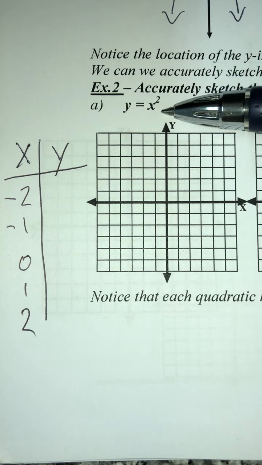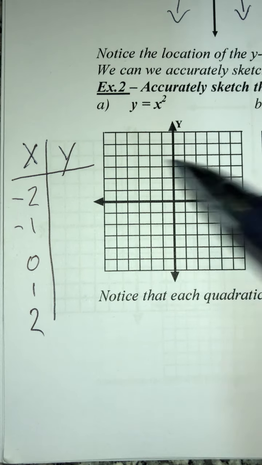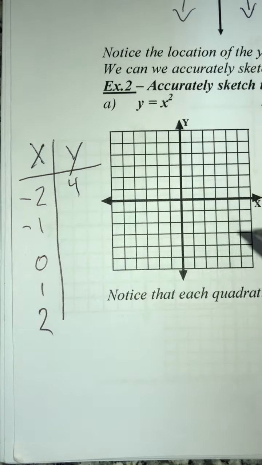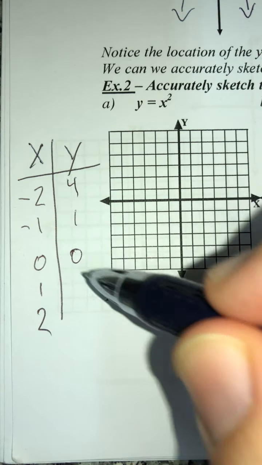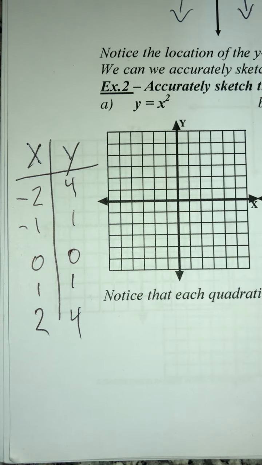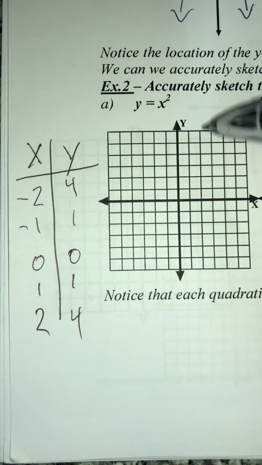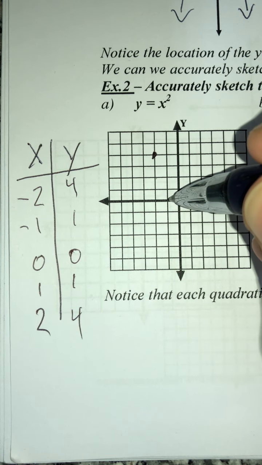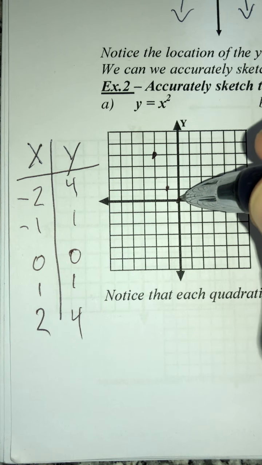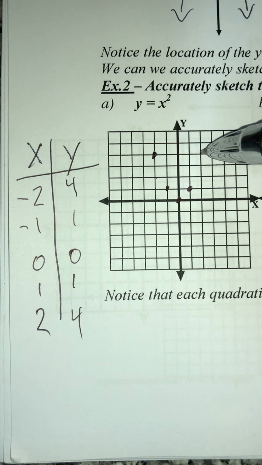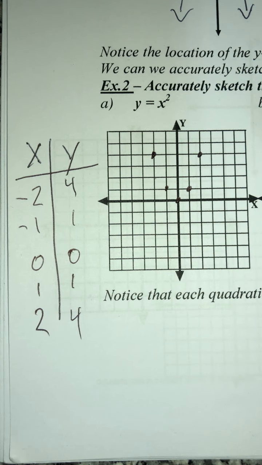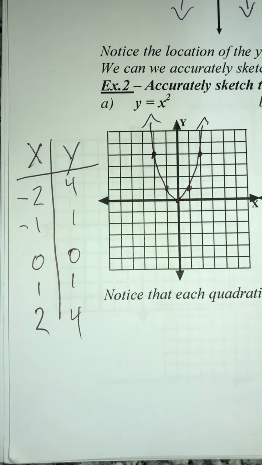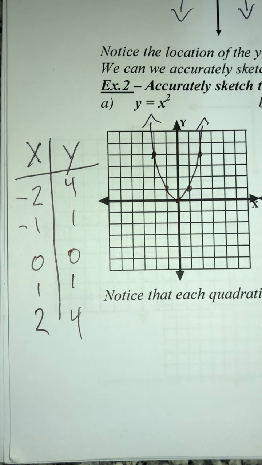Then you plug them into this equation. So -2 squared gives you 4. -1 squared is 1, 0, 1, 4. So I can plot those points. -2, 4; -1, 1; 0, 0; 1, 1; 2, 4. So there's my graph. Connect the dots. There you go. That's what your quadratic function is going to look like.